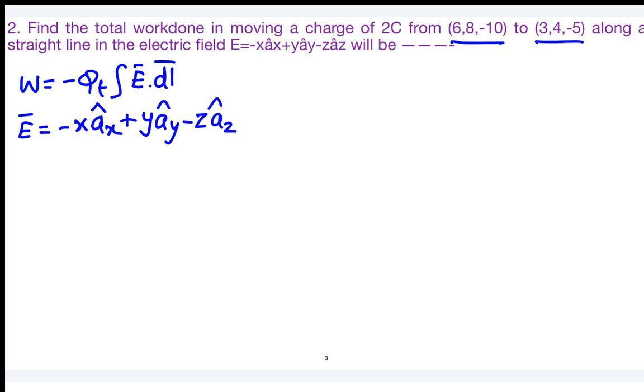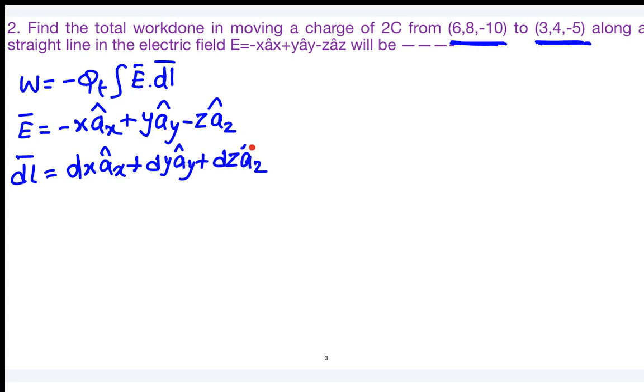And what will be the displacement vector? You can see here, when you are moving from this point to this particular point, there is a change in x, a change in y, and a change in z. So the differential length can be written as dx ax cap plus dy ay cap plus dz az cap. So what is E dot dl in this case? You can directly take the dot product. ax dot ax will be 1. So the first term will be minus x dx, the second term will be y dy, and the third term will be minus z dz.